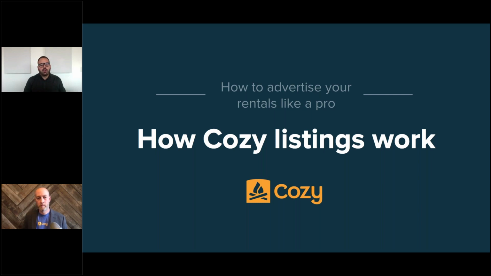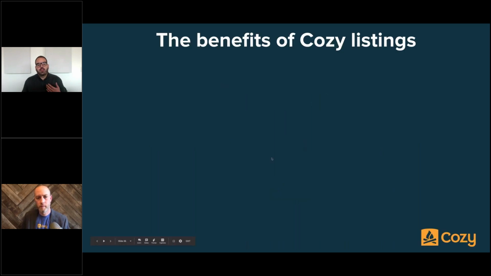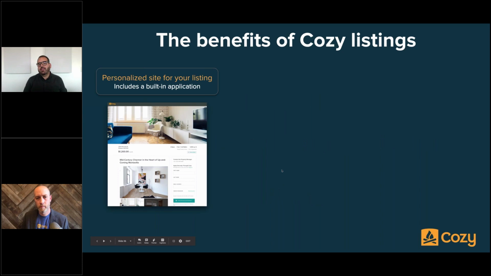Cozy listings are an easy and great way to create a beautiful website for your rental, which is incredibly valuable for several reasons. The first is when you create a listing in Cozy, you're going to get a unique link and a website for your rental. So whether you have one property or several, you'll have a customized listing for each, which looks really nice and super pro. This is also going to help your property stand out because it includes a gallery of all of your photos, lease terms, screening requirements, amenities, pet policies.